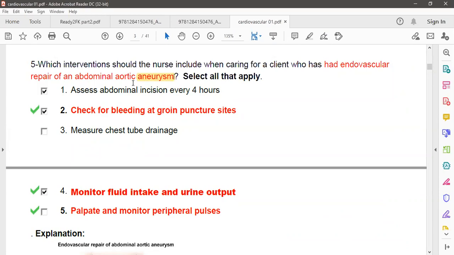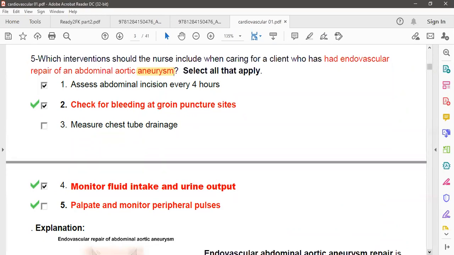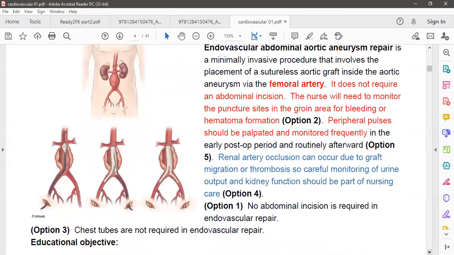In the modern surgical procedure, we do not need any kind of incision to correct the abdominal aortic aneurysm. We approach through the femoral area, pass the catheter, and we can correct it. Check for bleeding at the groin puncture site. Yes, it is an answer, one of the best options.